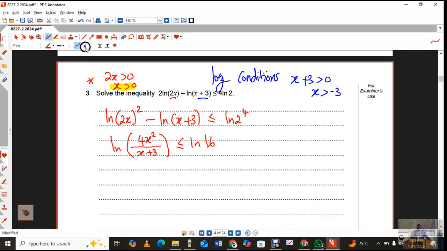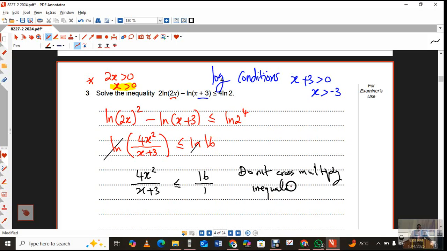In this particular case, we can drop these natural logs and just equate the numbers. So 4x squared over x plus 3 is less than or equal to 16 over 1. Now, do not cross multiply inequalities. It's not a very good idea. It will definitely spoil your answers.